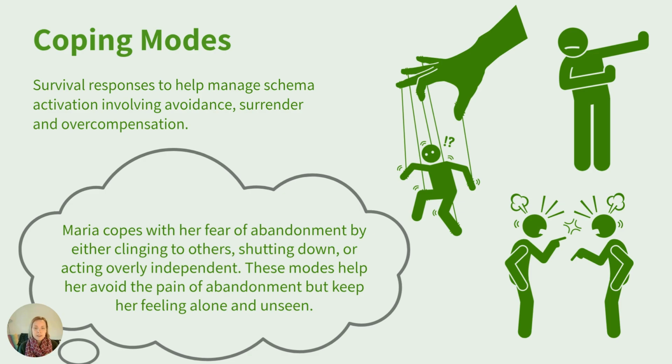Maria copes with her fear of abandonment by either clinging to others, shutting down, or acting overly independent. These modes help her to avoid the pain of abandonment, but they also keep her feeling alone and unseen. And so we'd be working in schema therapy to help her to recognise those coping modes coming up and stepping aside from them so that she can start to get her emotional needs met.